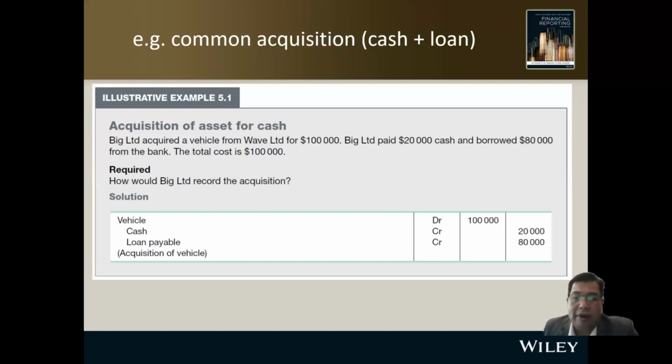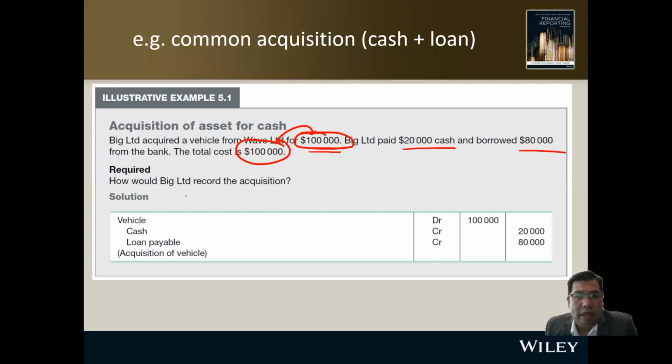Okay, let us look at this example. This is illustration 5.1 from our textbook. Big Limited acquired a vehicle from Wave Limited for 100,000. This is the purchase price. Big Limited paid 20,000 cash and borrowed 80,000 from the bank. So the total cost is 100,000. This is very simple. So how are we going to record this?